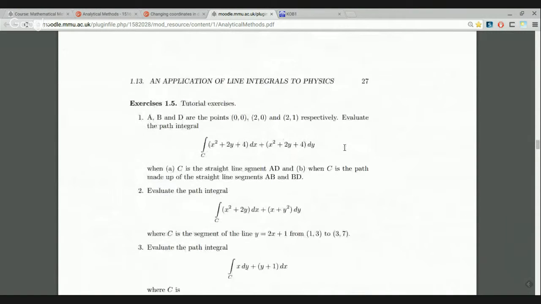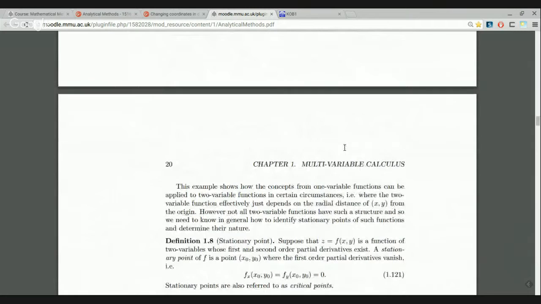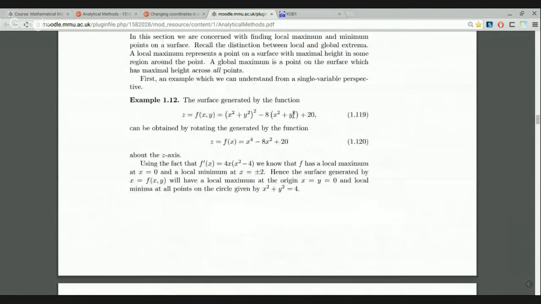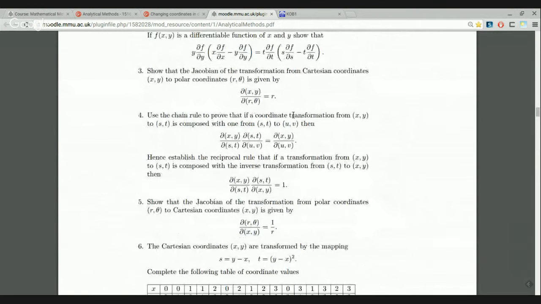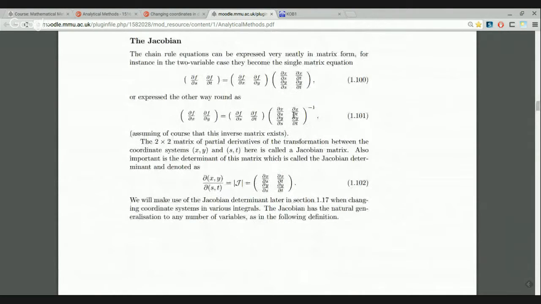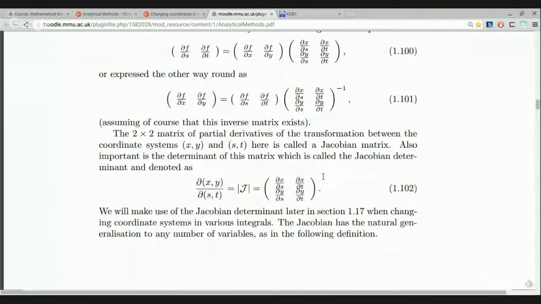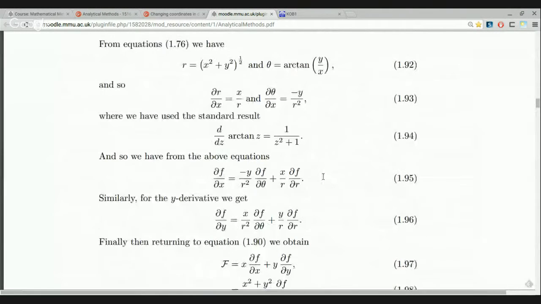So if you look back to the section on the chain rule, which is all the way back on page 19, no, even earlier than that. Didn't think it was back this far. Okay, so this is back on page 15.